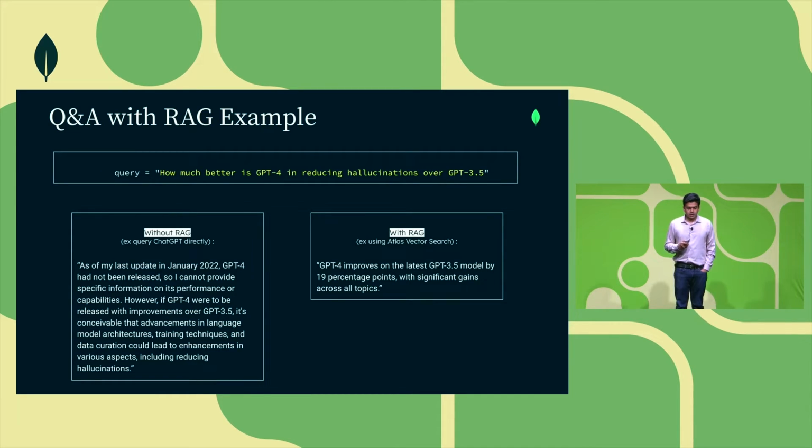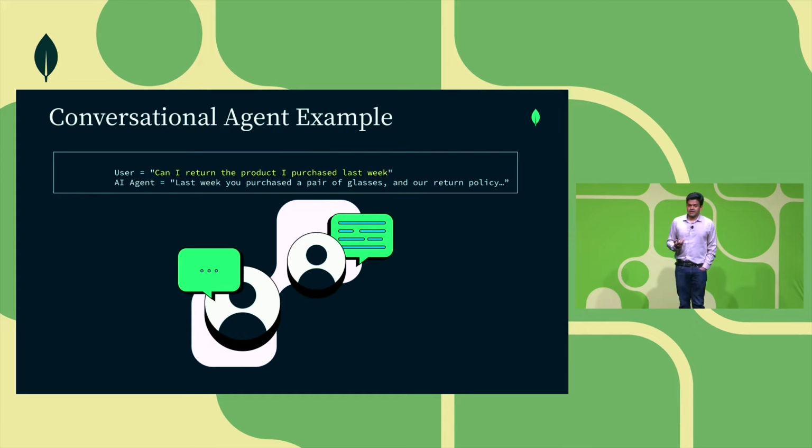The other big use case that we see across our customer base is conversational agents, where, going beyond just Q&A, you can marry together various knowledge sources, information that you have about the customer, their activity, their interaction, to power use cases like a customer service chatbot.